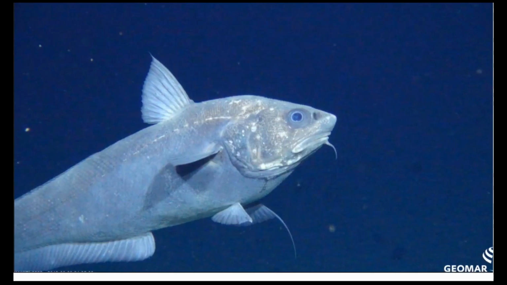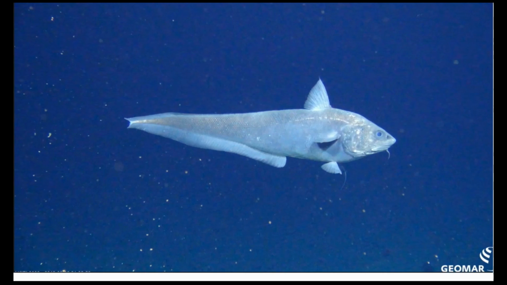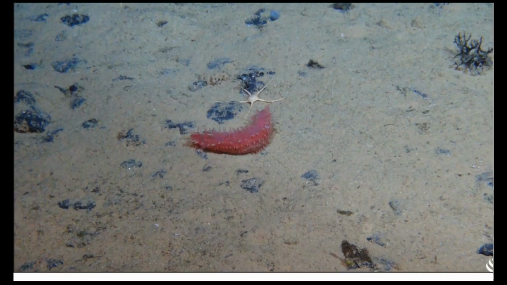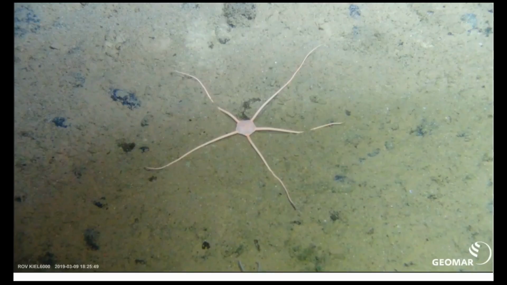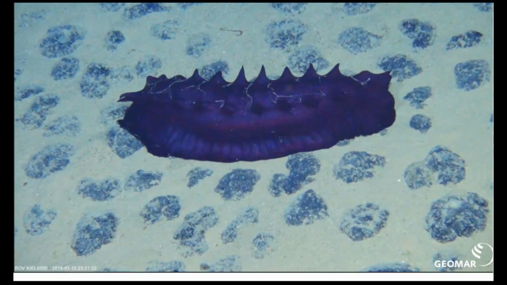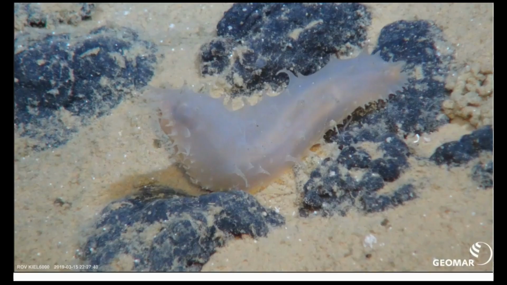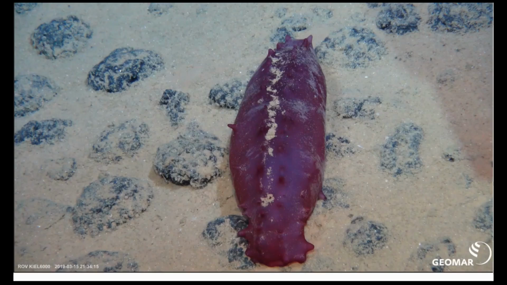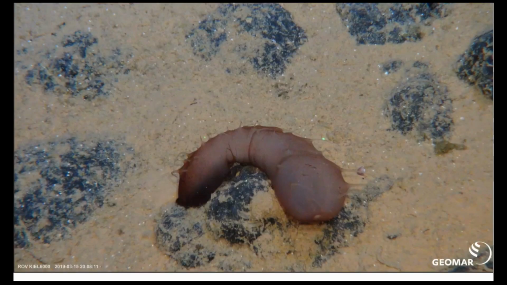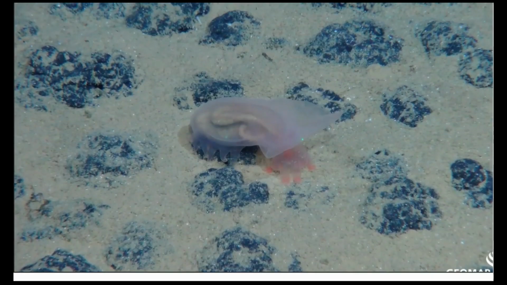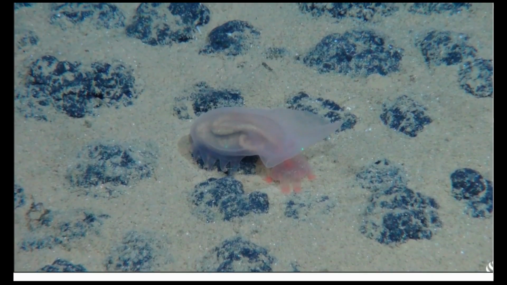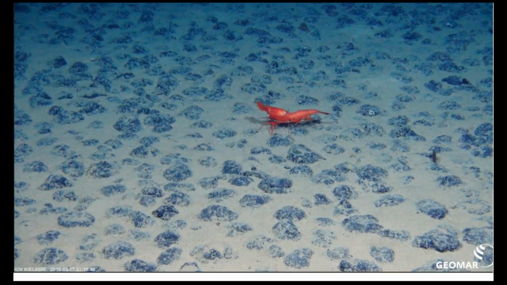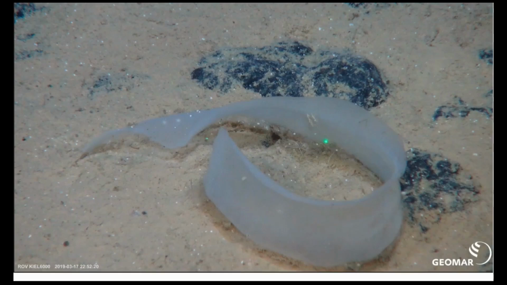A single sample can host 90% of species that are undiscovered, and the next sample will have 90% of species undiscovered that are completely different from the previous sample. That's what I see every day in my lab. And many of these species depend directly or indirectly on the nodules to survive, and the nodules are not a renewable resource. They take millions of years to grow. So once the nodules are gone, the ecosystem is completely gone.